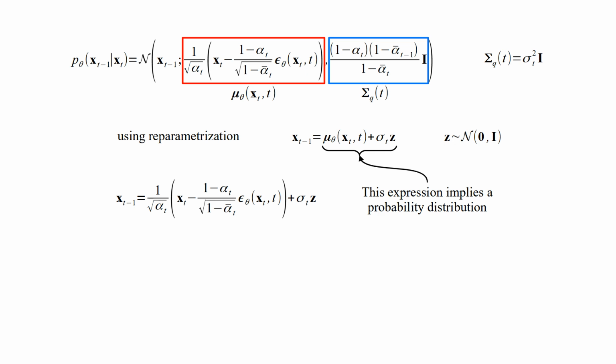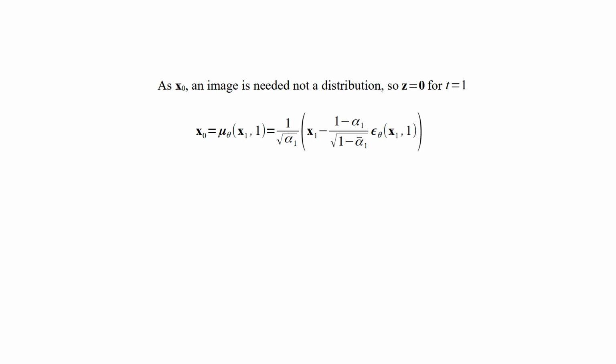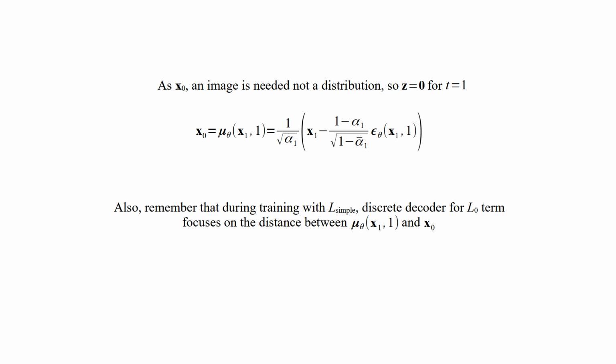This expression implies a probability distribution. As x0, an image is needed, not a distribution, so z is 0 when t is equal to 1. Also remember that during training with simple loss, discrete decoder for L0 term focuses on the distance between mu theta and x0. Approximated discrete decoder even ignores variance completely.